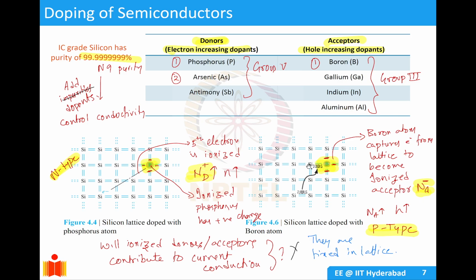These donor or acceptor atoms don't contribute to your current conduction, as they're fixed in the lattice, but only the electrons and holes can contribute to the current flow.